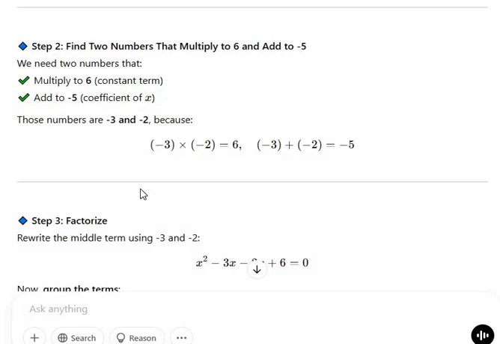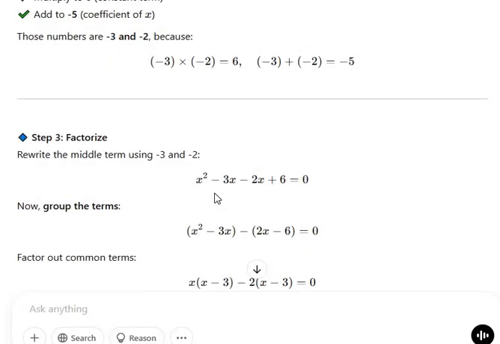Now I have to take these two factors, minus 3 and minus 2. Now you remember that I have taken this x square, and I have broken the middle term into minus 3x minus 2x. Now you can see that when you add you will get minus 5, and when you multiply you will get plus 6. Clear?